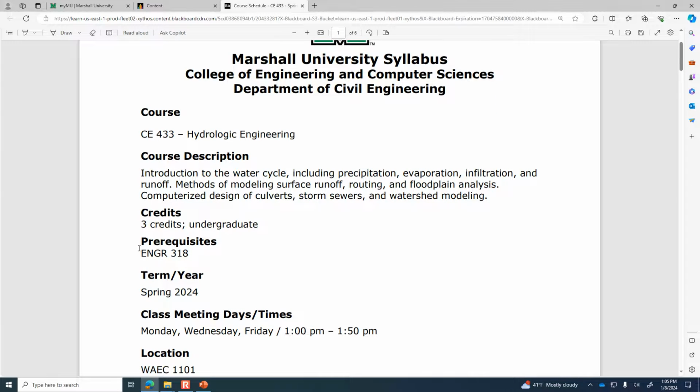The prerequisite is just fluid mechanics. Although it would maybe be better if you'd also taken hydraulic engineering before this, it's not required, especially the way that the course is being redesigned this semester, where I'm going to be pushing things like the design of culverts to the end of the semester. I think it will be totally fine for those of you who are taking both hydraulics and hydrology in the same semester.